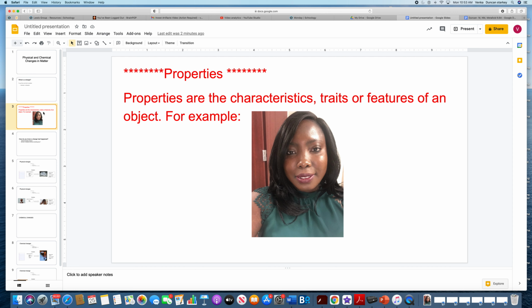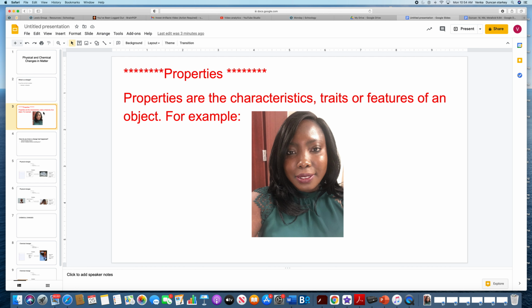For example, let's use an example using Miss Duncan. This is a picture of Miss Duncan. Imagine that you're a new student to Lewis Middle and you're trying to find Miss Duncan. You ask another student, "Where can I find Miss Duncan? Can you describe her physical properties to me?" They would tell you, "Okay, Miss Duncan is brown skin with black hair and she's wearing a green shirt. Those are my physical properties. Those are my properties, or my characteristics, or my traits, or features. You can physically see that I have black hair, that I have a green shirt, that I am brown skin."